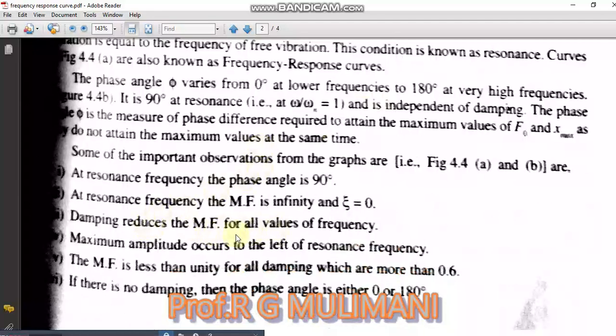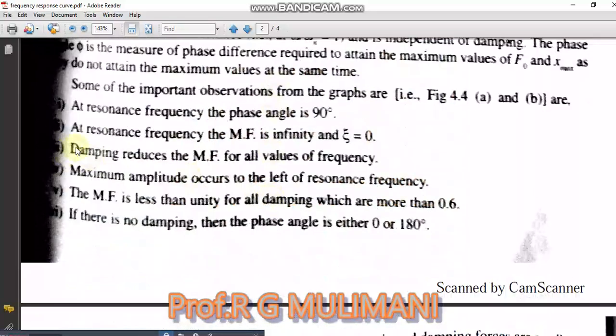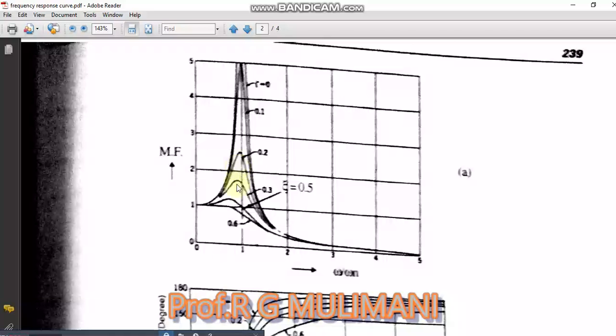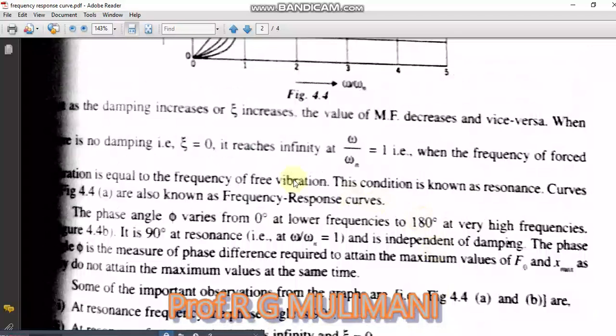And damping reduces the magnification. Okay, as the zeta value increases, see here, zeta value is 0, 0.1, 0.2, 0.3. Okay, as it increases, the amplitude decreases. Okay, the same thing, it is the 0.3. Maximum amplitude occurs to the left. Okay, this is the maximum amplitude. It is left side of this frequency curve. And the magnification factor is always less than unity for all damping values which are more than 0.6.